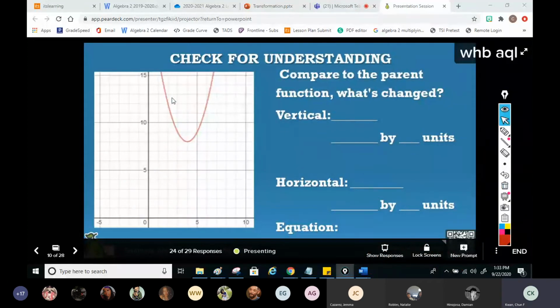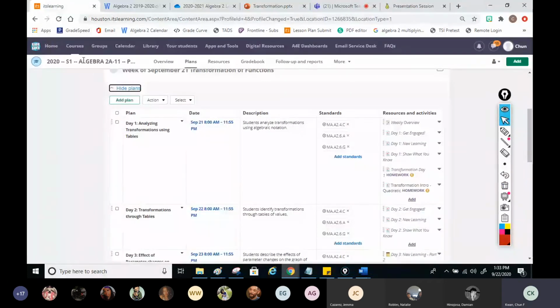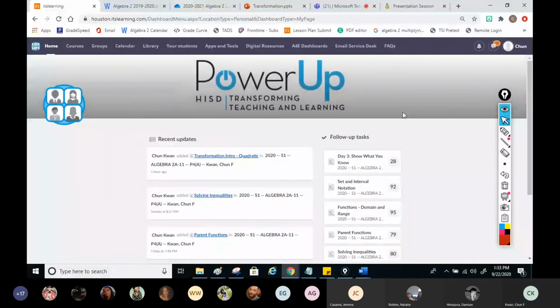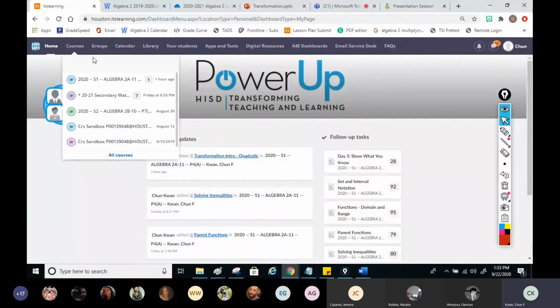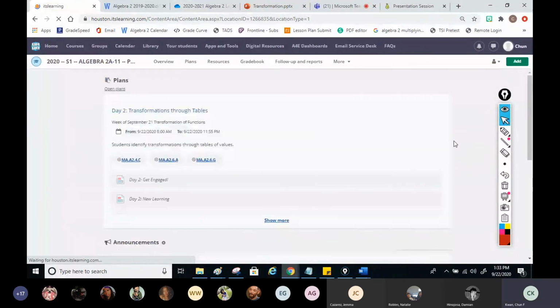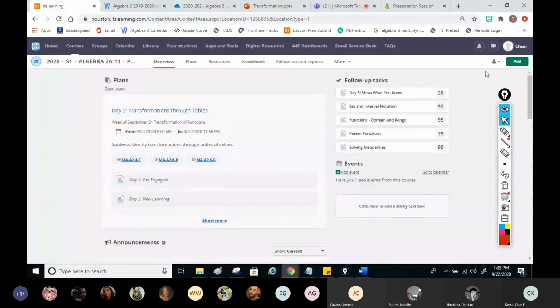Your homework is going to be in the hub. So log into the hub, and after you get to the hub, I think at this point you guys should be getting good at this, right? Go to course, go to algebra, and then let me put it as a student.